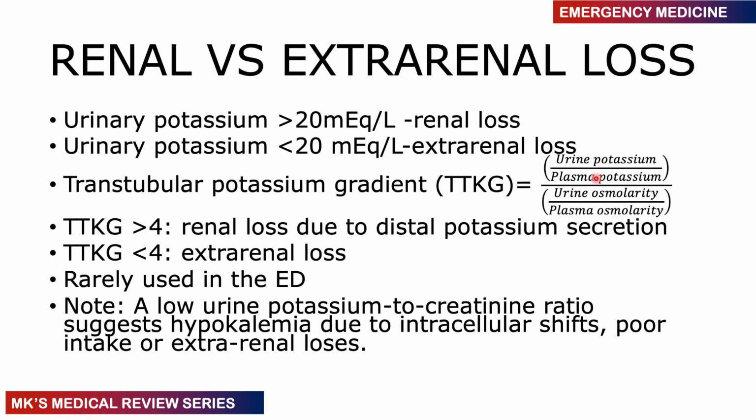So if you get a concentration that is greater than 4, it means that you are losing a lot of this potassium in the urine. So this is being secreted in the urine. If you get a concentration that is less than 4, this is most likely that the losses are outside the kidneys. Same thing with urinary potassium. If it's greater than 20 milliequivalents per liter, it means most of the potassium is being lost in the urine. If it's less than 20 milliequivalents per liter, most of the potassium is being lost elsewhere.